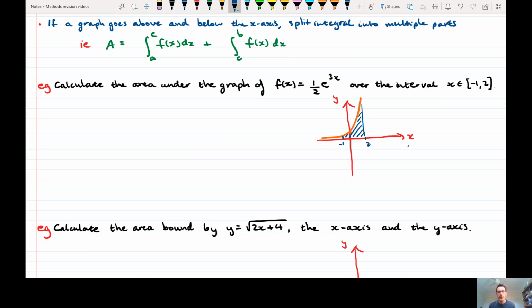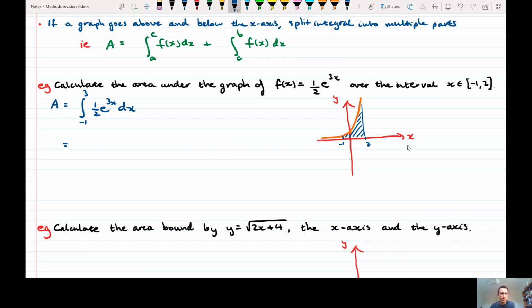Now you can clearly see here the graph does not cross the x-axis and the graph is always positive, so we don't have to worry about the integral becoming negative anyway. So what we want to do now is simply find the definite integral. So it's going to be the integral between -1 and 3 of the function 1/2 e to the 3x dx. Make sure notation is correct, and there we integrate.